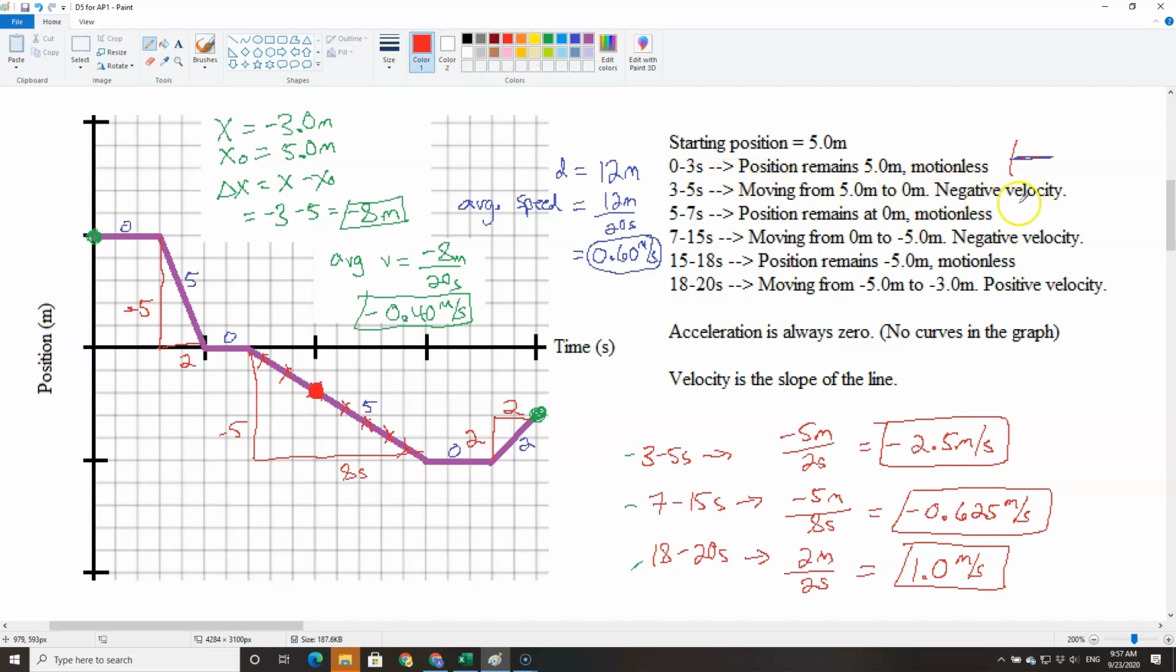Then I see from 3 to 5 seconds, I have a negative velocity. So it is a continuous negative 2.5, so I would have a horizontal line. Then from 5 to 7 seconds, I would go back to being directly on the x-axis. From 7 to 15 seconds, I would be negative again, but not as negative as I was before. And the process continues on and on throughout this. You'll see some more in the sketches that are coming up.